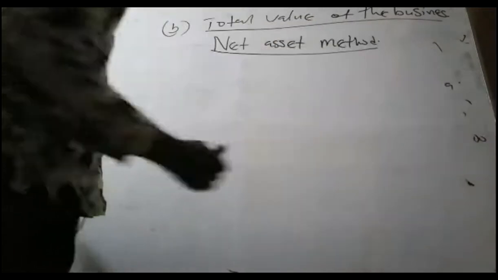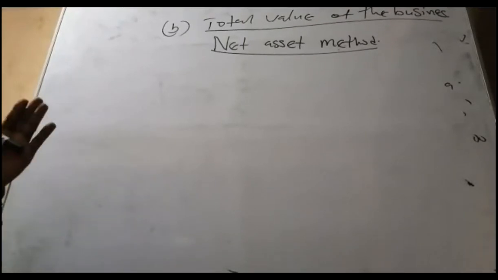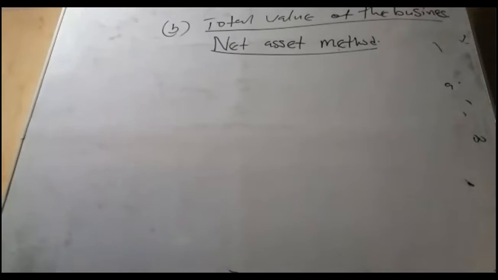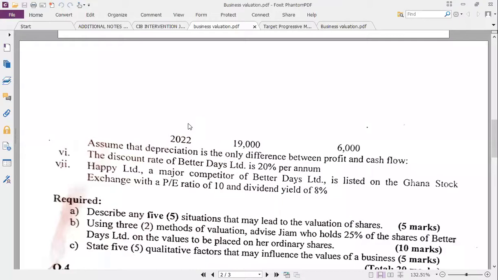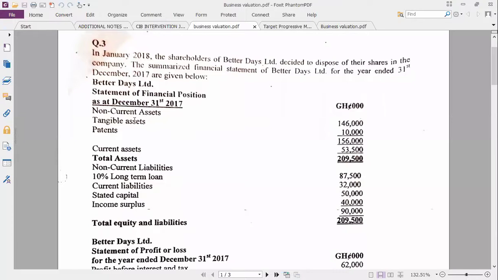So the net asset method, the strategy that we said we are going to use: we are valuing the business, we are using net asset, we are calculating net asset. That's all. Go to the face. Copy all the assets, just their names. If there's cash, add cash to it. Copy all the assets. But here the assets are only three. We have non-current assets, tangible assets, patent and current assets. There are only three. Thank God, there are not many.